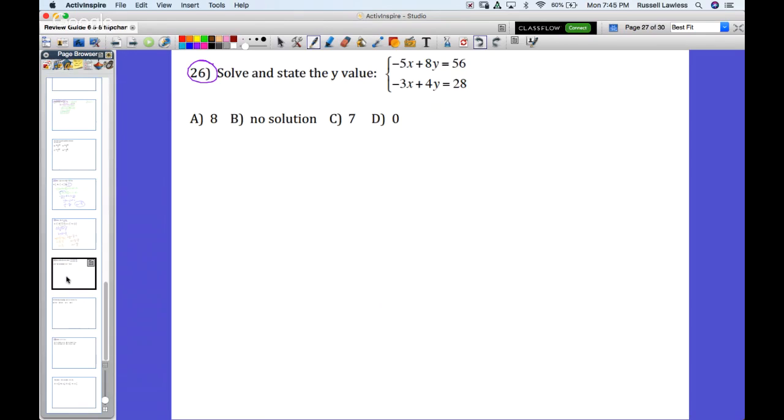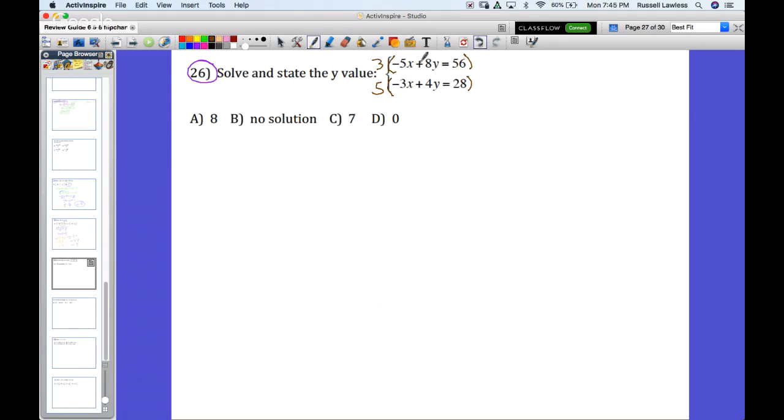For 26 here, this is solving. I want to solve for the y value. Let's do this by elimination. For elimination, I want to essentially solve for y. So one thing I can do is multiply this guy by 3 and then this guy by 5. The reason I'm doing this is I want to get rid of these x's. If I get rid of the x, I'll get y by itself and I'll be golden.